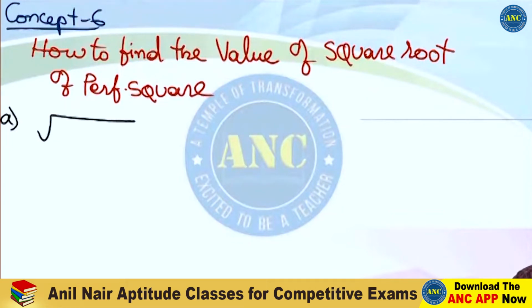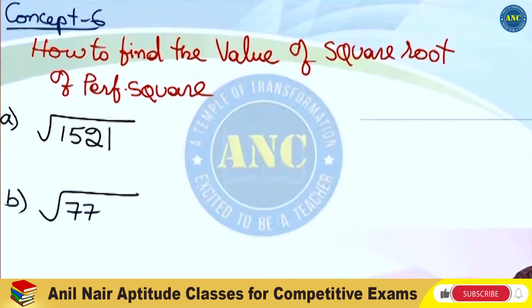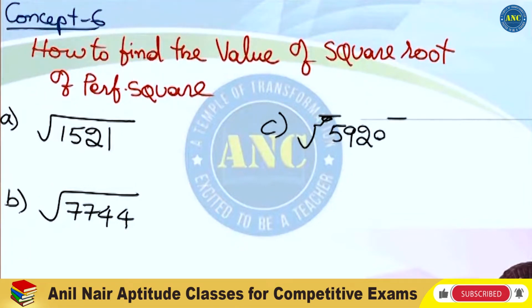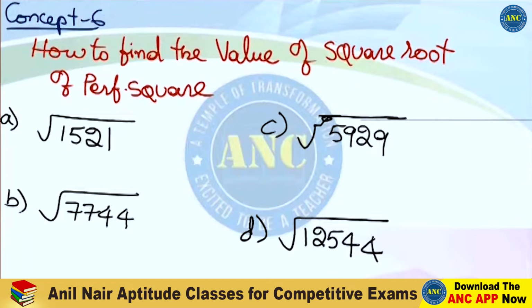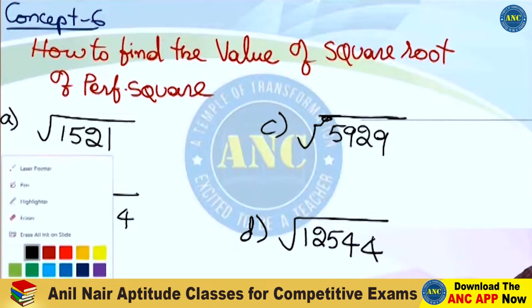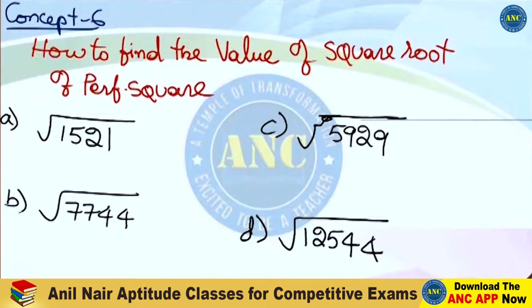Suppose, for example, square root of 1521 is there. Square root of 7744 is there. Square root of 5929 is there. Square root of 12544 is there. A 4-digit number and a 5-digit number. Now, see here, sir. First thing, listen carefully. Square root of 1521.